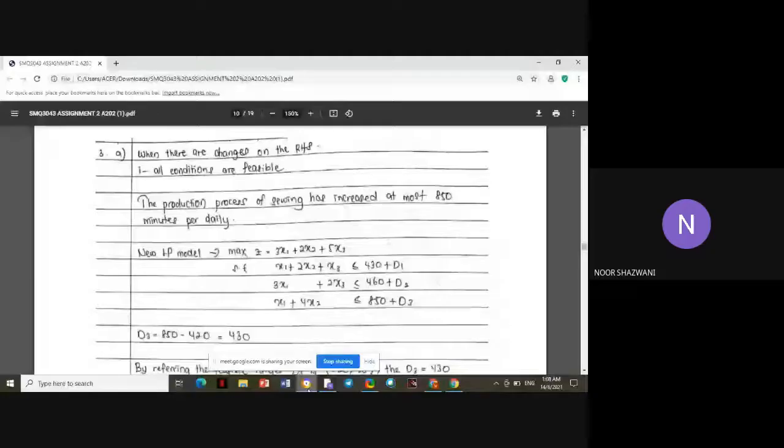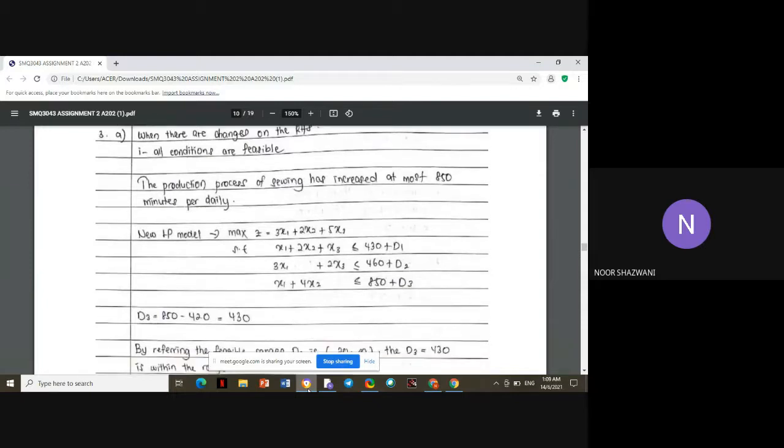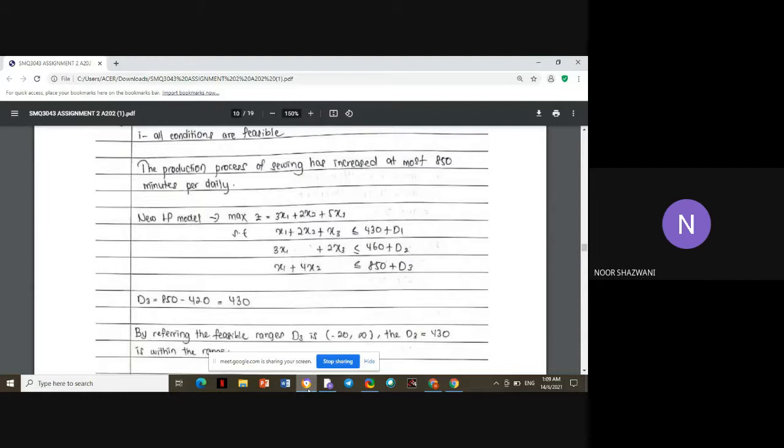For the third question, I will explain when there are changes on the right hand side. The first one is all conditions are feasible. The production process of sewing has increased at most 850 minutes per daily. So this one is the new LP model, where I only changed constraint 3. So the new value is 850 minus 420, the original one, so I got the new right hand side value of 430.